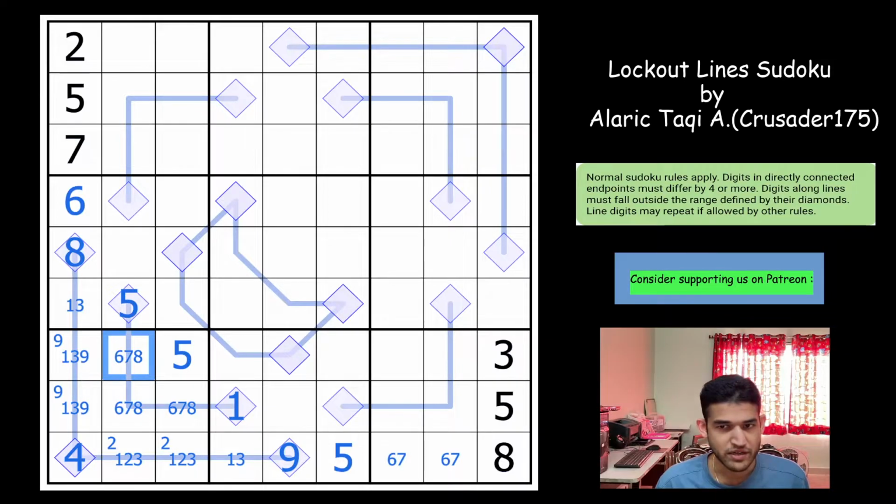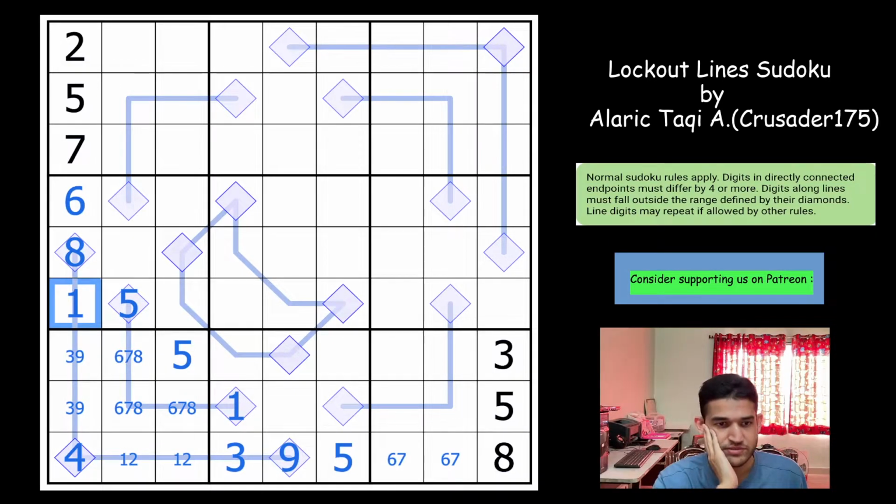Okay, 1 is eliminated here. That's not 1. And now if you look at this diamond, it's clearly working beautifully. So 1 and 5, and the digits between them are 6, 7, and 8, which is clearly falling outside the range and not the same as the digits on the diamonds. Okay, so 1 keeps a 3 here. That eliminates the 3 here. And now that becomes a 3, 9 pair. Let me remove this stray guy. That becomes a 1.